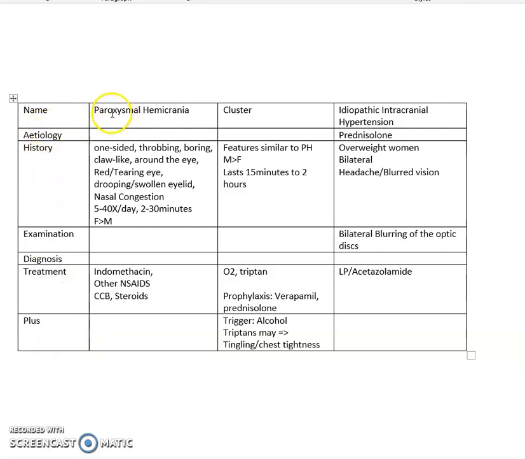I have placed paroxysmal hemicrania and cluster headache side by side because they look very, very similar. There are only a few subtle differences between the two, which I will highlight as we go on. Now let's start with paroxysmal hemicrania.